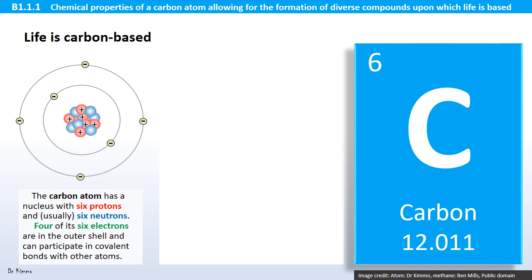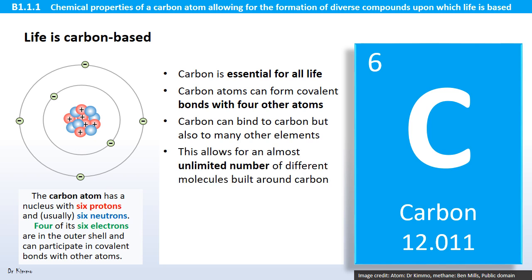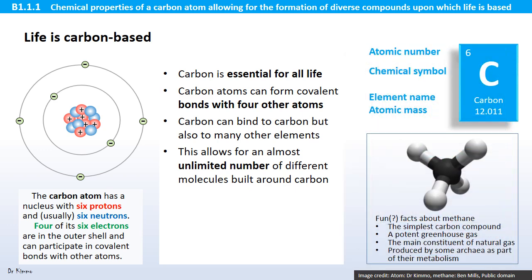We start with carbon because life is carbon-based. Carbon is essential for all life. And the special thing with carbon is that its atoms can form covalent bonds with 4 other atoms. Some other elements can do that too, but carbon generally forms more stable bonds. Carbon can bind to carbon, but also to many other elements. And this allows for an almost unlimited number of different molecules built around carbon.